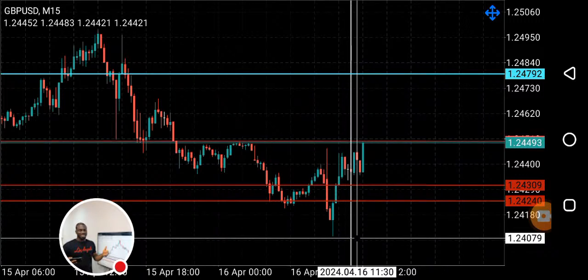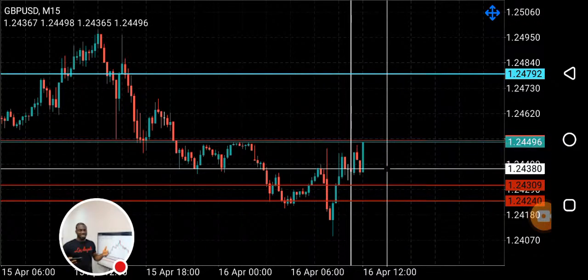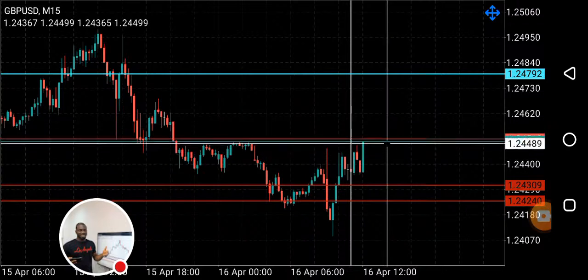That's about 40 pip or 50 pip risk, which I think for me it's okay. 50 pip risk is okay for 80 to 100 pip profit. It's a good one. But if you want to wait, you could wait. But like I said, if price doesn't pull back to this zone, you're going to miss this move. So it's better you go in.